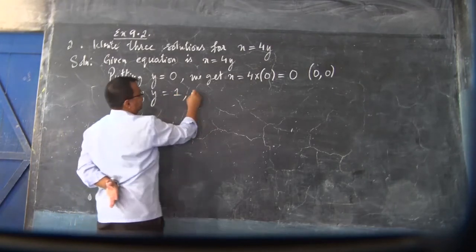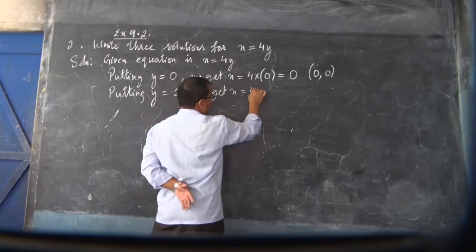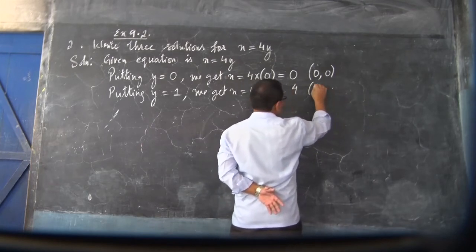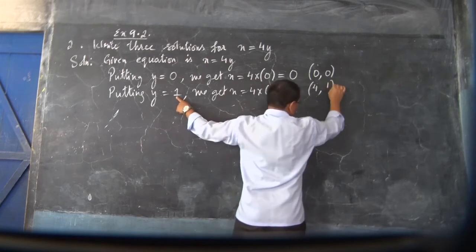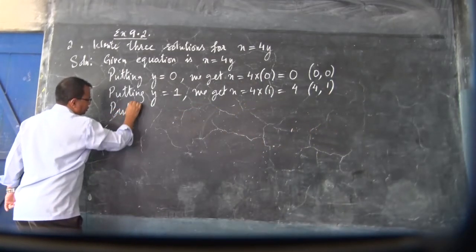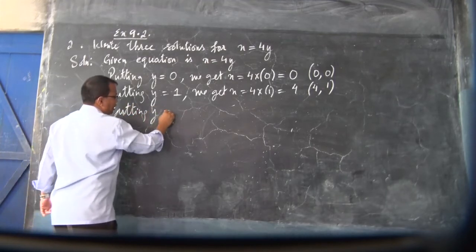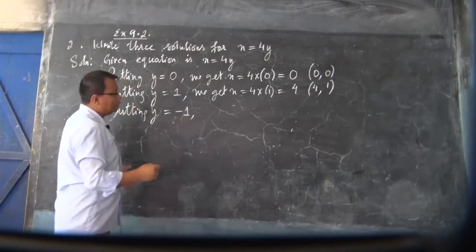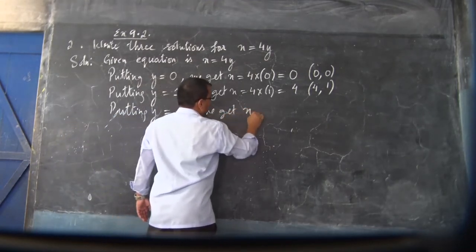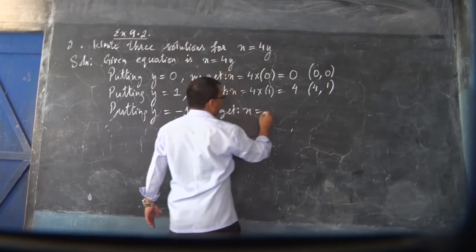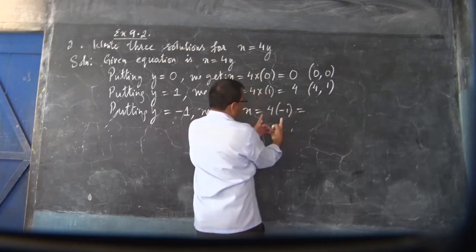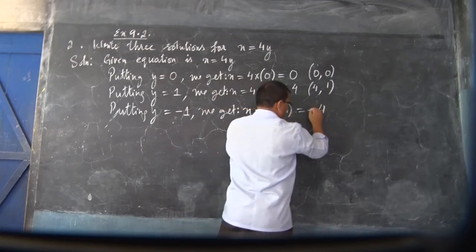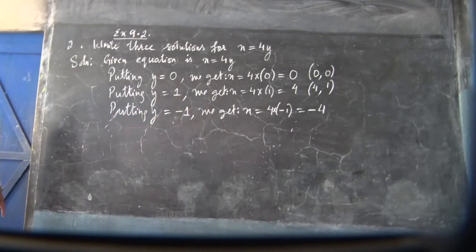Now y equals 1. What do we get? We get x equals 4 multiplied by 1, which is 4. That means the abscissa is 4 and y we got is 1. Then for the third solution, I can change the number. Let's say y equals minus 1. What do we get? x equals 4 times minus 1, plus into minus is minus, so minus 4. Now we get the three solutions.